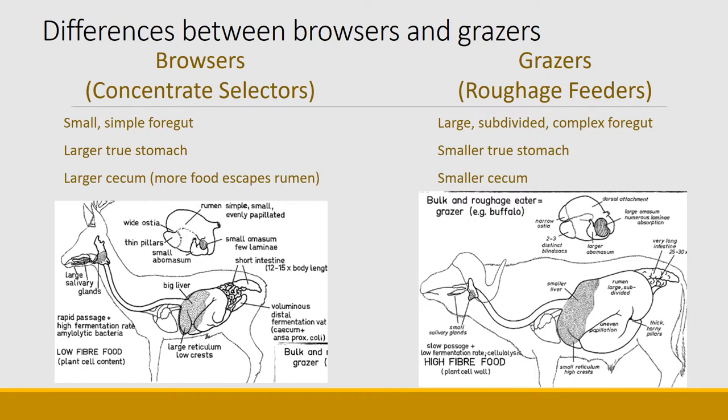As far as digesting food, the browsers, in some literature called concentrate selectors, and grazers are often called roughage feeders. You can call them whatever you want. I just like the browser-grazer dichotomy. It's simpler. Because browsers are eating less cell wall, they don't need to spend as much time fermenting. So they have a smaller, simpler foregut compared to the roughage feeder, and more of the material passes out of the rumen unfermented. So more of it gets into the true stomach, and they often have a larger true stomach as well. They also often have a larger cecum and hindgut because more of it escapes the rumen and can be digested there. So, a generalization.